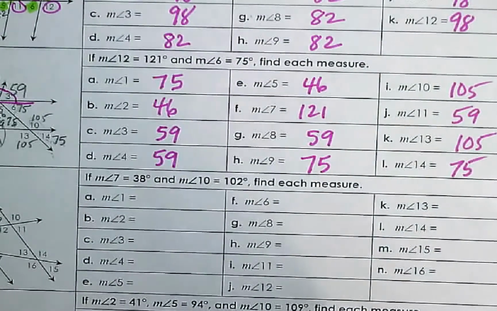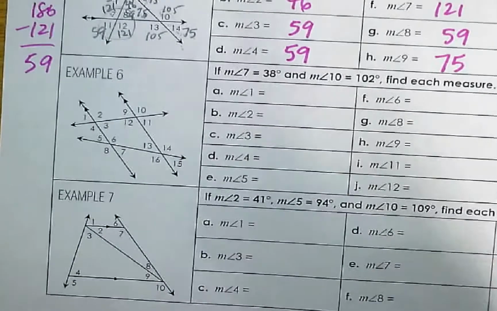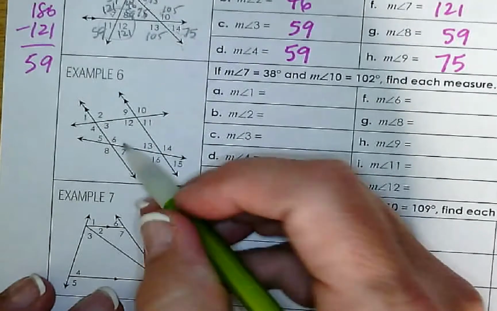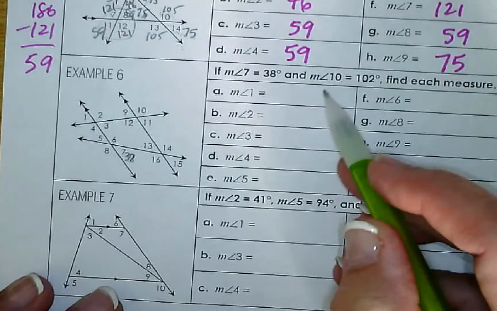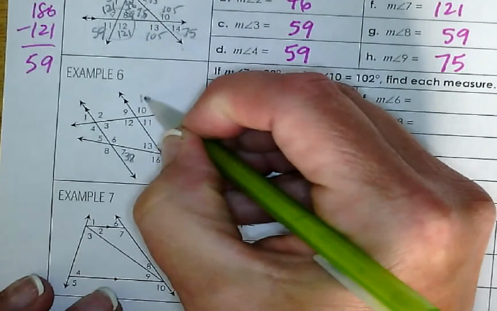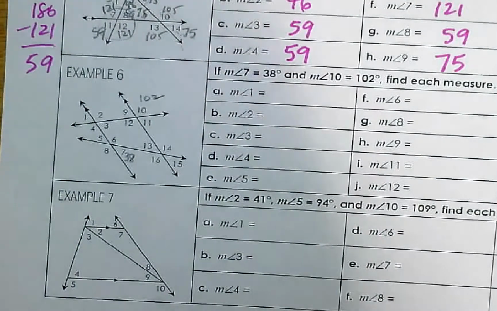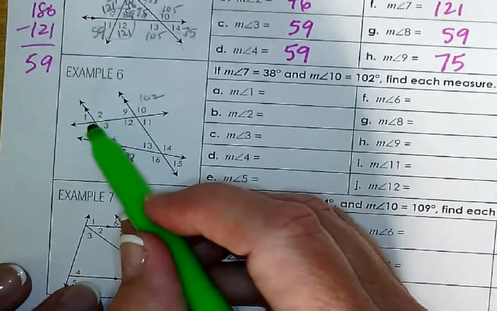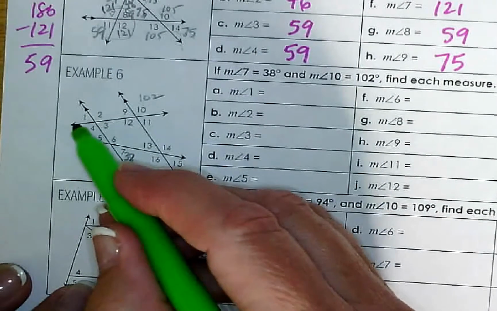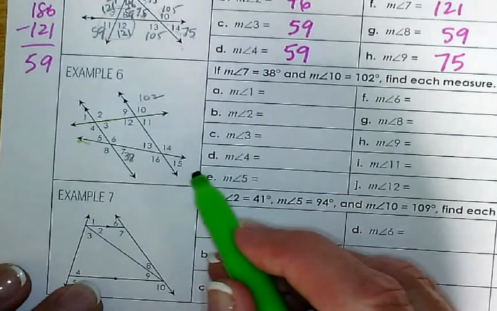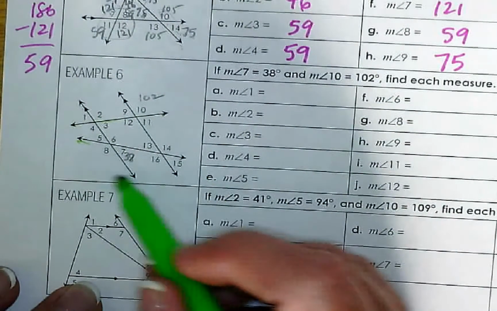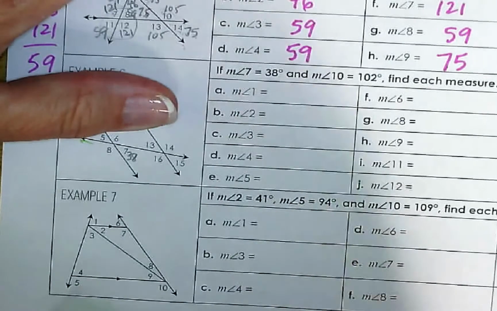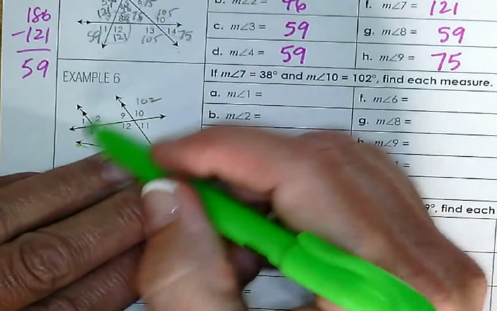All right, let's take a look at example 6. Angle 7 is 38. Angle 10 is 102. Okay, so first thing you have to kind of look at, because there's lots of different things here, is that these lines are the parallel lines. This is a transversal and this is a different transversal. So this group, those are the related ones, and this group is the related ones.